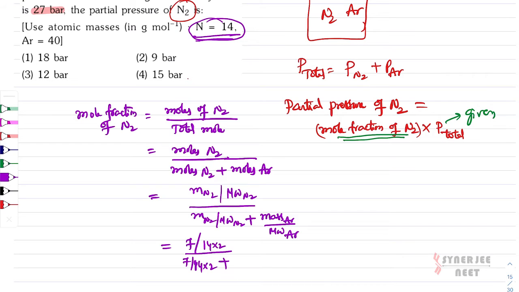plus mass of argon is given as 8 in the problem. So 8 divided by the atomic mass of argon, which is given as 40. So take it as 40. Now if you calculate this, 1 by 4 you are getting in the numerator, divided by 1 by 4 plus 1 by 5. If you simplify this, 5 divided by 9 you will get. Now 5 by 9 is the mole fraction.